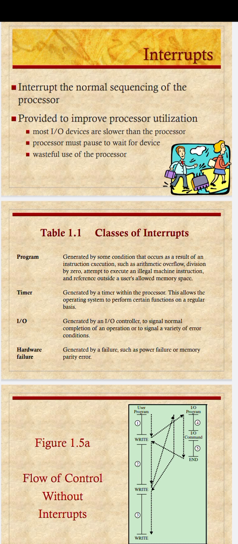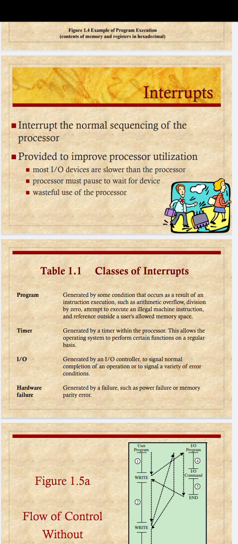We also have the input and output interrupt. It is generated by an input/output controller to signal normal completion of an operation or to signal a variety of error conditions. And then we also have what we call hardware failure. It is generated by a failure such as power failure or memory parity error. So those are the classes of interrupts: program, timer, input and output, and hardware failure.